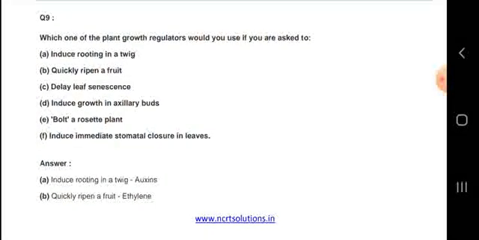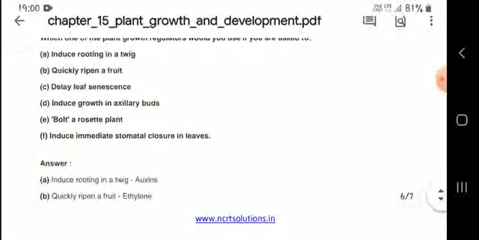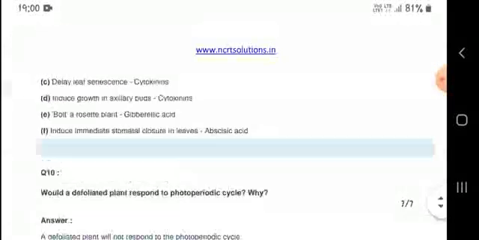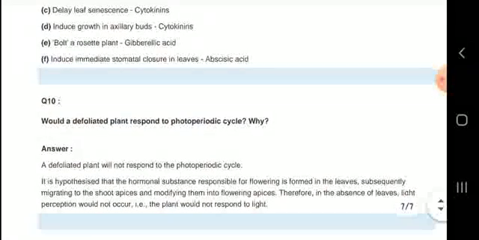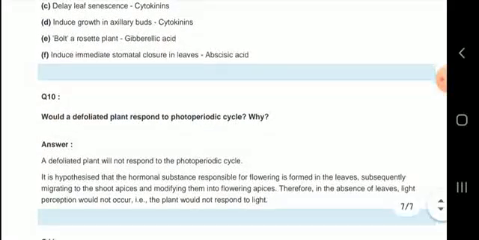Next, induced rooting in a twig is by auxin, and quick ripening of a fruit is by ethylene, and delaying leaf senescence is by cytokinin, and inducing growth in axillary buds is by cytokinins, and bolting a rosette plant is by gibberellic acid, and inducing immediate stomatal closure in leaves is by abscisic acid.